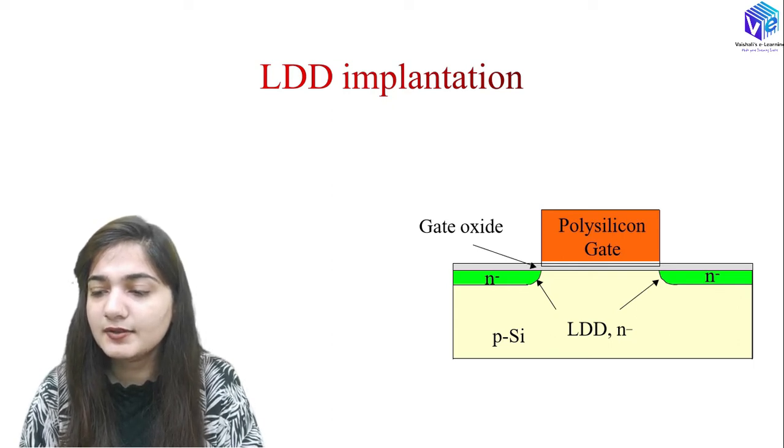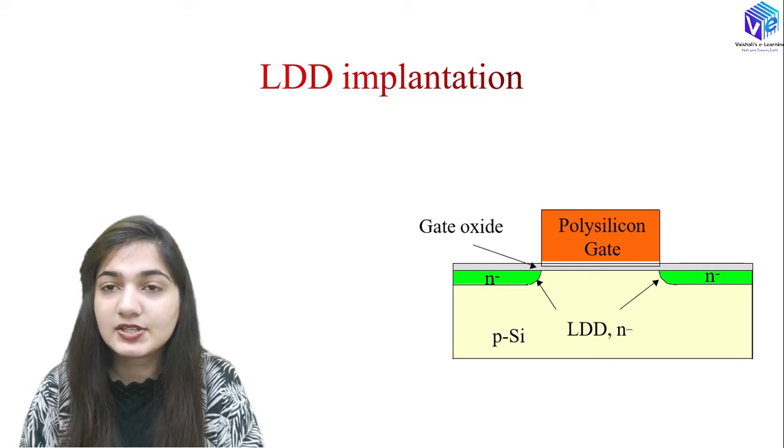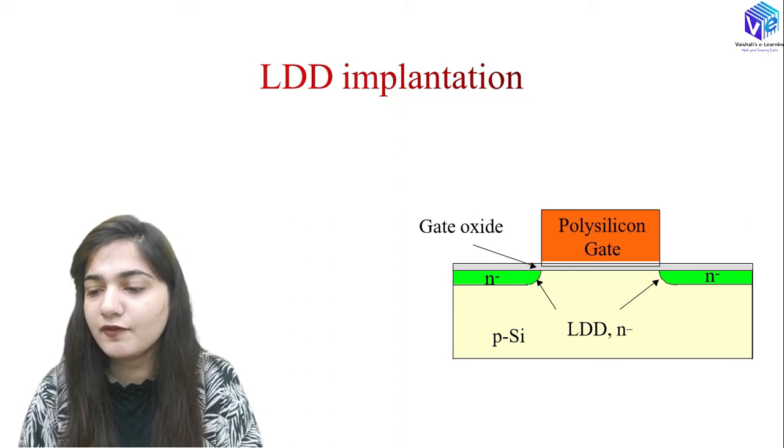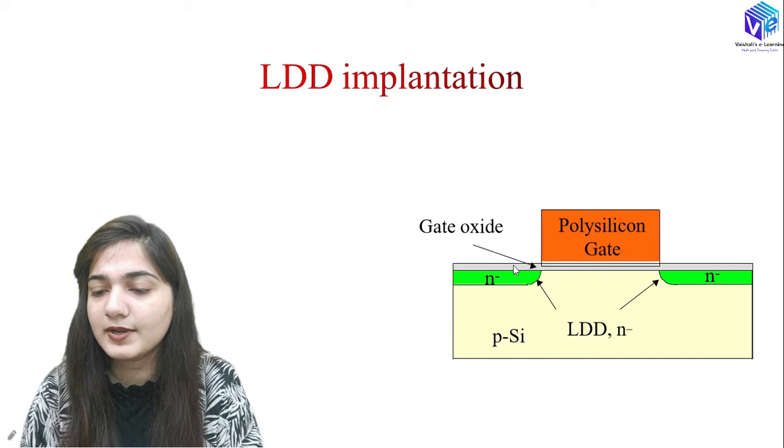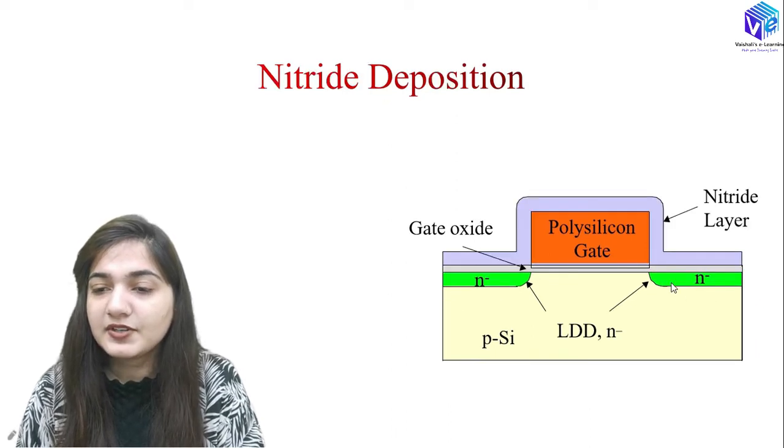So you can see here with the help of ion implantation with low energy, low current, we have formed the N- region over here, right? This is the N- region over here. After that we are going to have the nitride deposition. So silicon nitride layer is deposited.